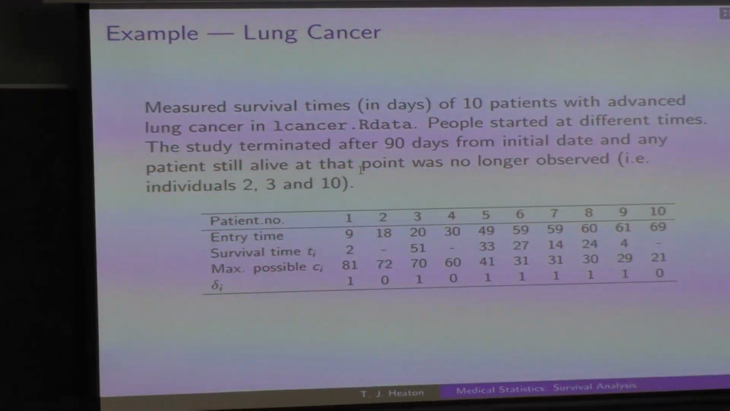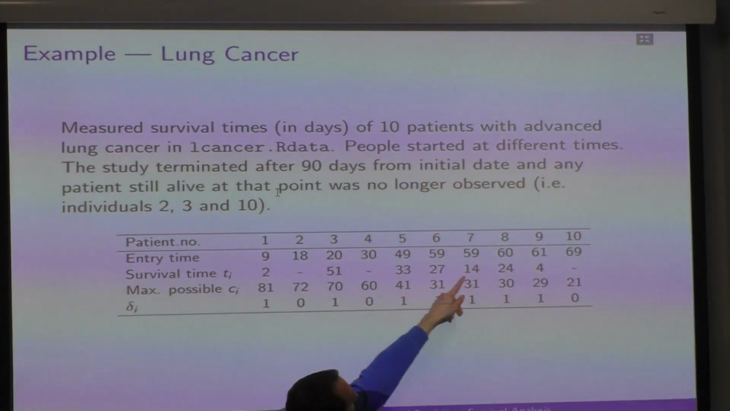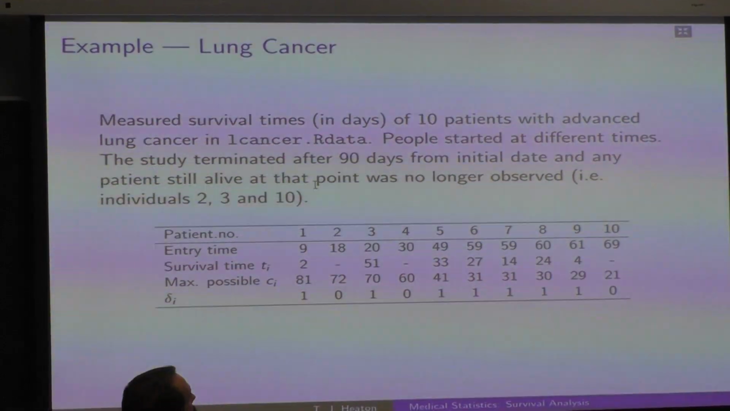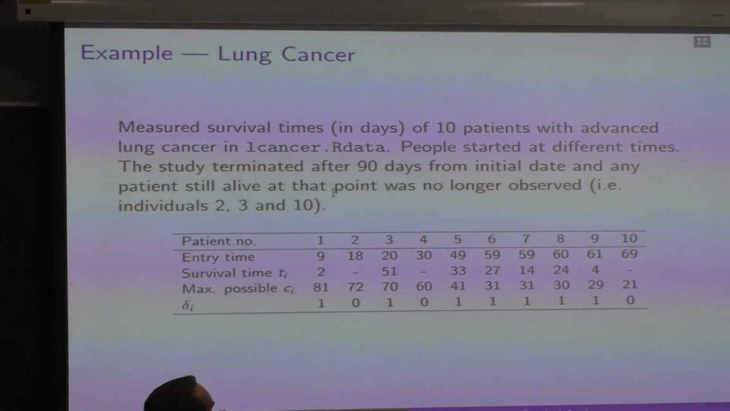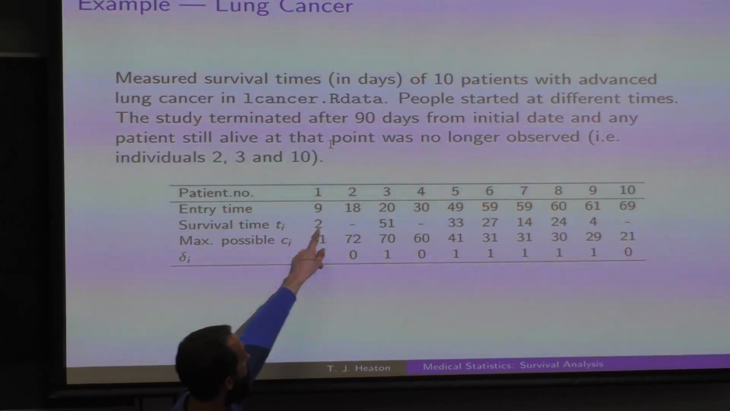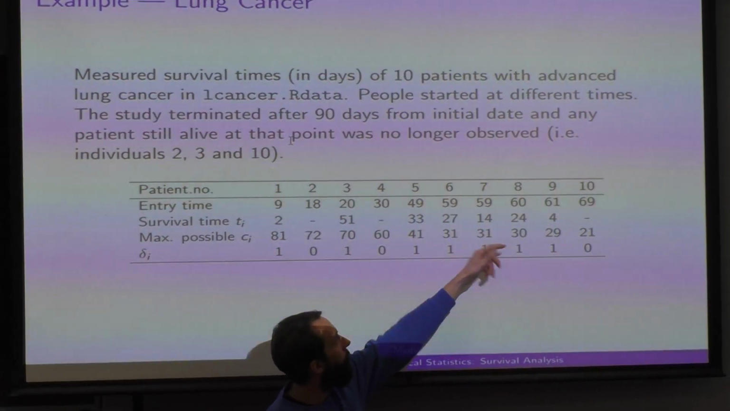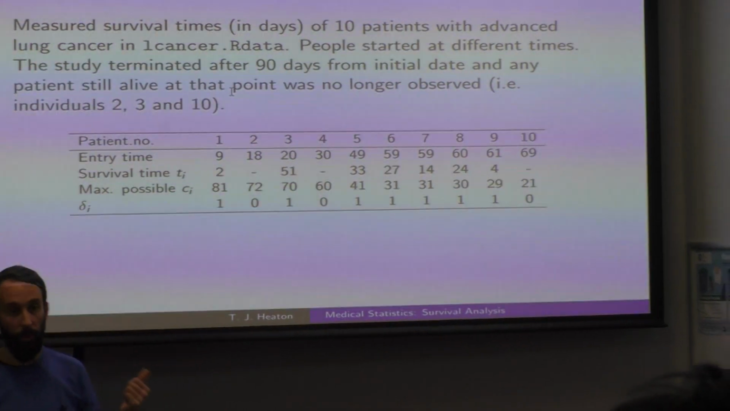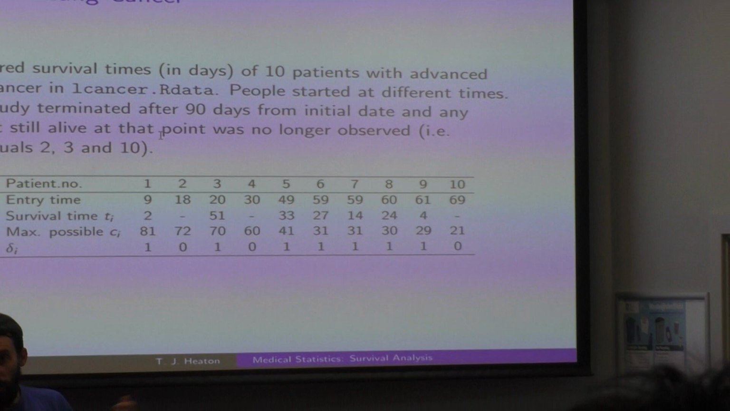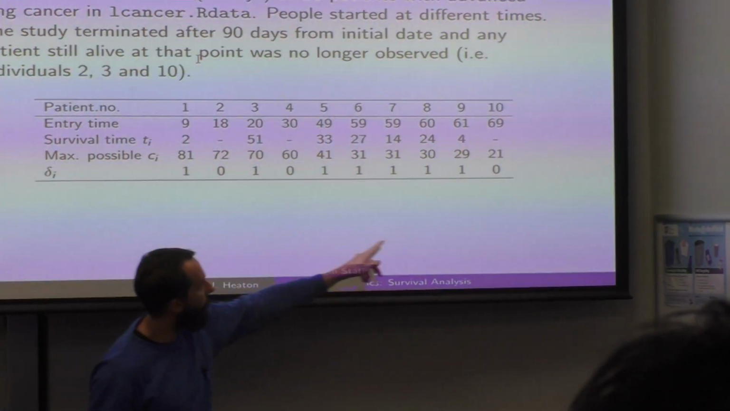The number of people observed to fail are this individual, that one, that one, that one, that one, and that one. So that is 7 individuals observed to fail. Of those people, how long did we observe them for? So 2 plus 51 plus 33 plus 27 plus 14 plus 24 plus 4. And for the individuals who were censored, the individuals who have zeros in their delta i's, how long did we observe them for? Well, 72 plus 60 plus 21.